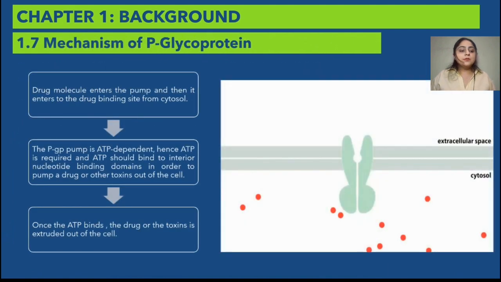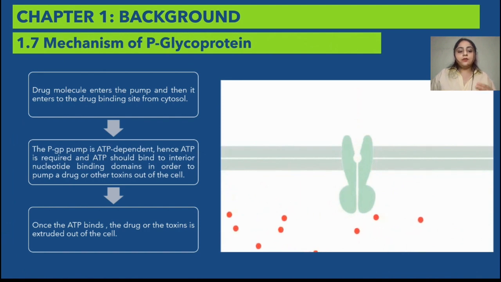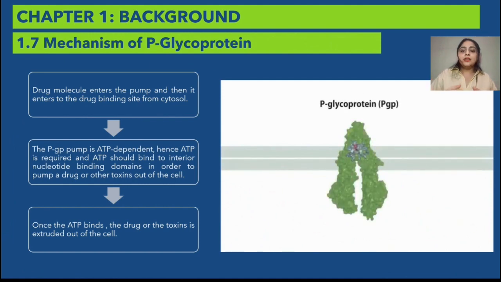So what is the mechanism of PGP? Now, first of all, the drug molecule will enter from the cytosol. As we can see in the video, it is entering in the cytosol. After the drug enters, ATP will bind to the PGP pump and hence it will throw the toxin out of the cell. Now here the whole process is ATP dependent. So without binding ATP, we can't go for throwing out the drugs or the foreign substances.